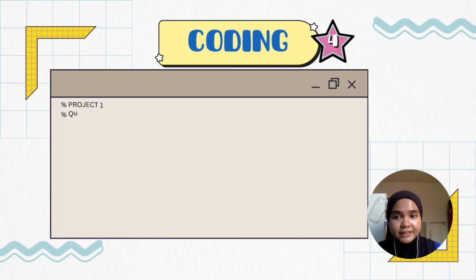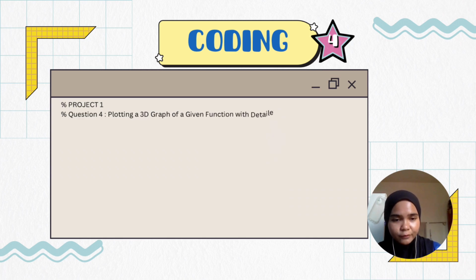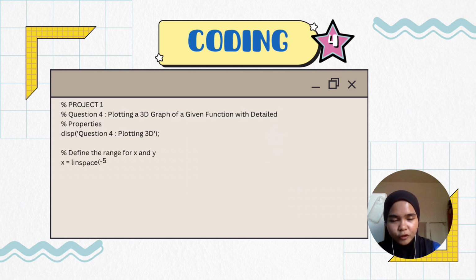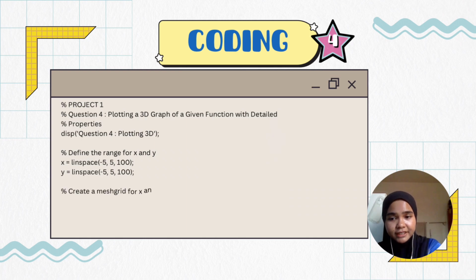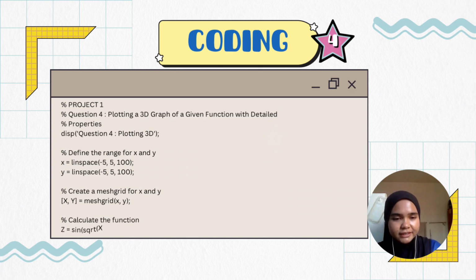This is my MATLAB script for question number 4. Firstly, I define the range for x and y. I use linspace. So x equals linspace(-5, 5, 100); y equals linspace(-5, 5, 100). So -5 is the initial value, 5 is the end value, and 100 is the number of points.